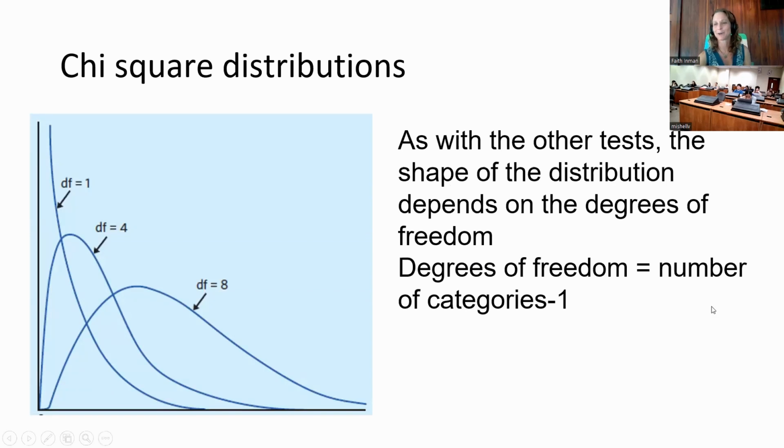Here's a little more about the chi-square distributions. As with the other tests, the shape of the distribution depends on the degrees of freedom. The chi-square distribution generally is a strongly right-skewed distribution, but again, it depends on your degrees of freedom. As your degrees of freedom go up, you get a more normal, bell-shaped curve. And again, the degrees of freedom are calculated as the number of categories minus 1, or k minus 1.